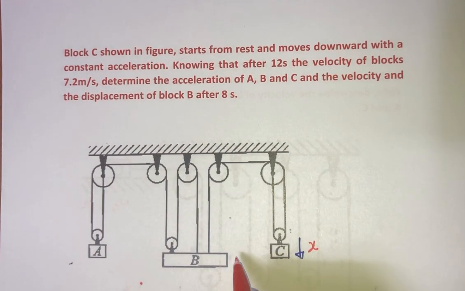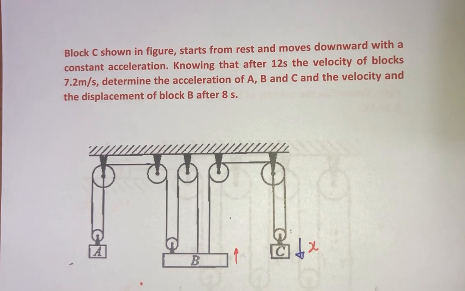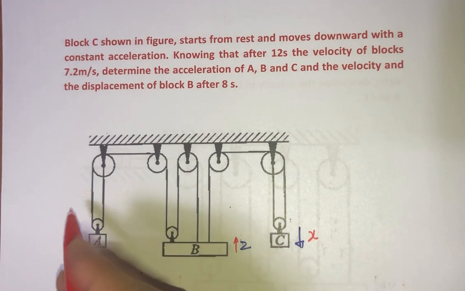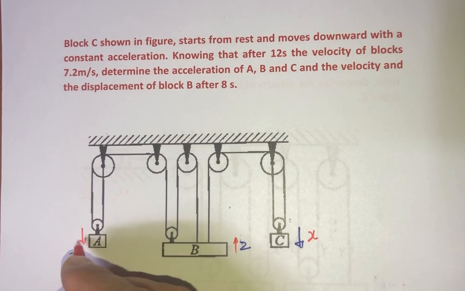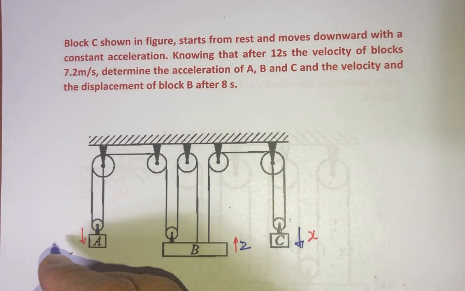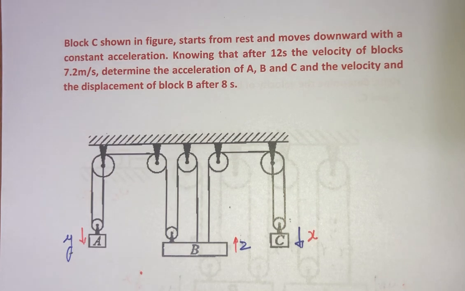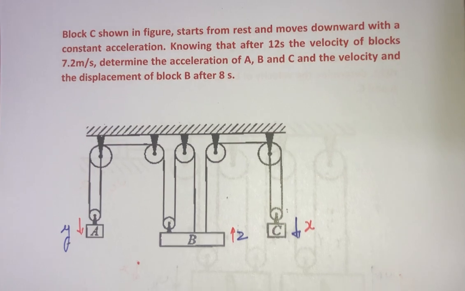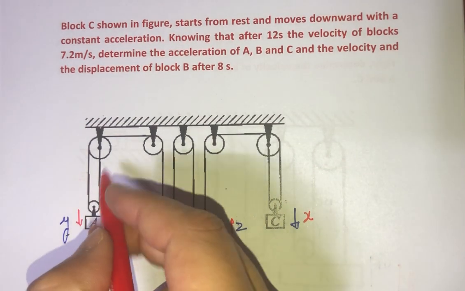Okay, and we assume that block B is moving upward by Z and block A is moving downward by Y. And in this case we are going to use the work energy principle. Okay, so first of all let's define the various values of the tension.